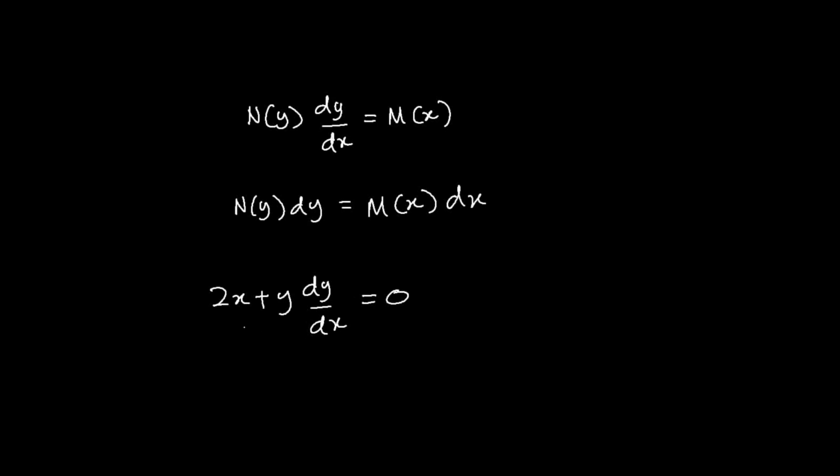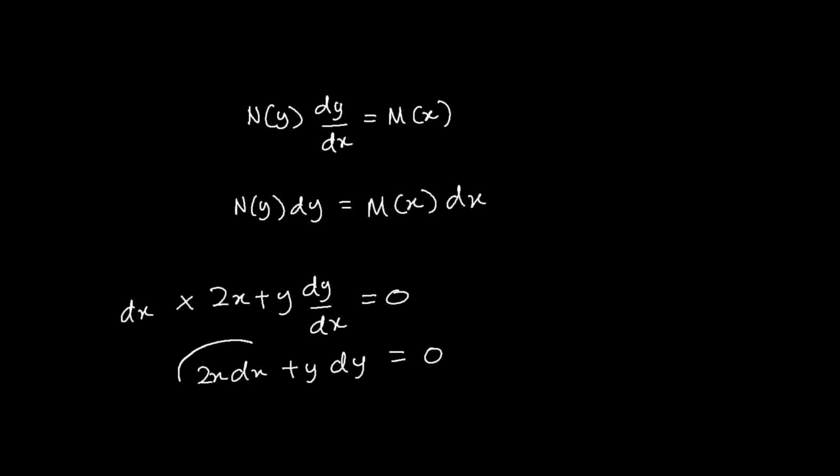You can group the variables. What I'll do is put the terms with the x variable together and the terms with the y variable together. To do this, I'm going to multiply through by dx. When I do this, I have 2x dx plus y dy equals 0. So now you have grouped the terms.